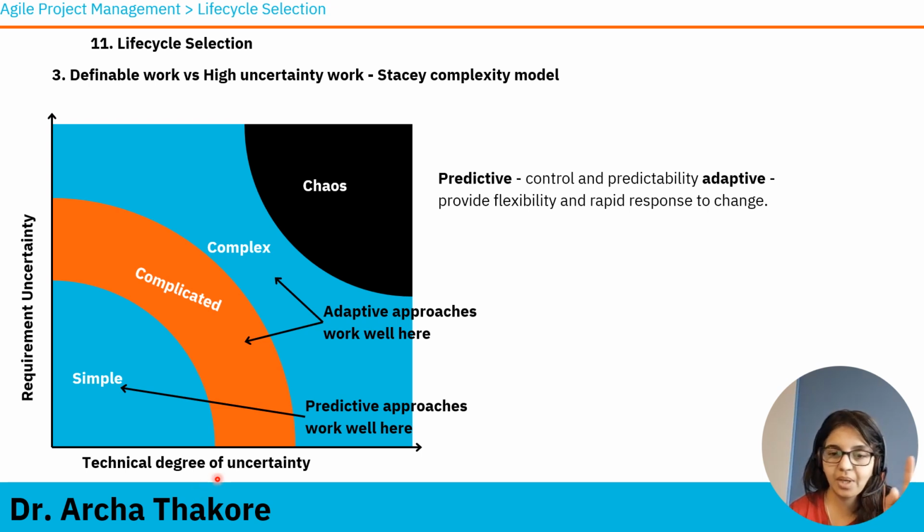Technical degree of uncertainty: the customer knows they want an app that uses biometric login. That's the example that is coming to my mind right now. So that is not uncertain. They know what they want. But the developers are not sure how they are going to do it. So complexity is there, and the technical degree of uncertainty is more. So that is the meaning of these two types of uncertainties.